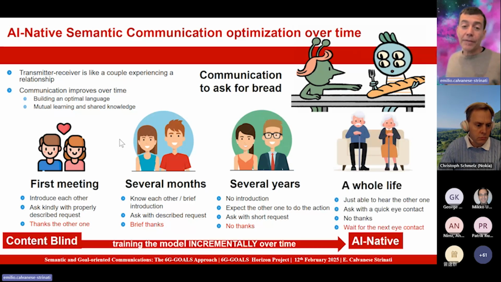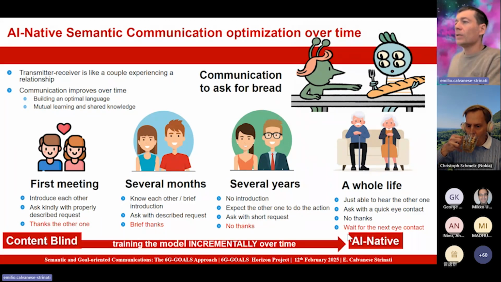And after a whole life, the couple is just able to hear each other, and with a very quick eye contact they understand what they want. There's no thanks, just waiting for the next communication. And I would say this is really the path between content-blind communication and, with this training of the model incrementally over time, AI-native semantic communication, in which you just need to send the complement of what cannot be understood, but you construct and align the intelligence to work together and understand each other.